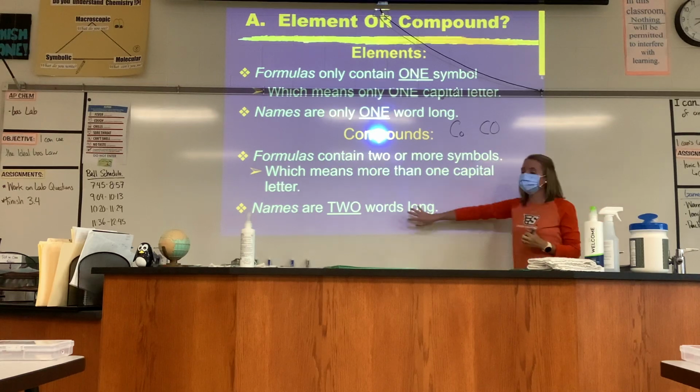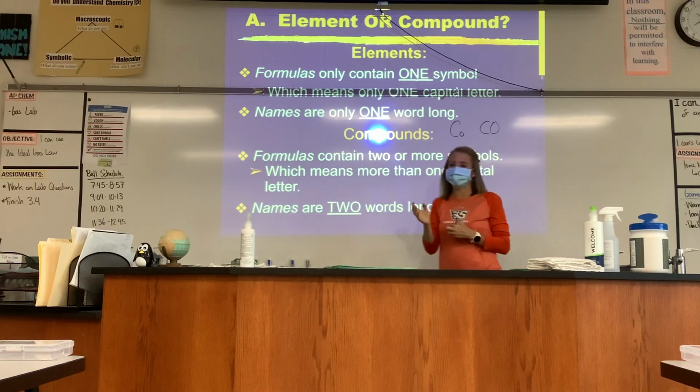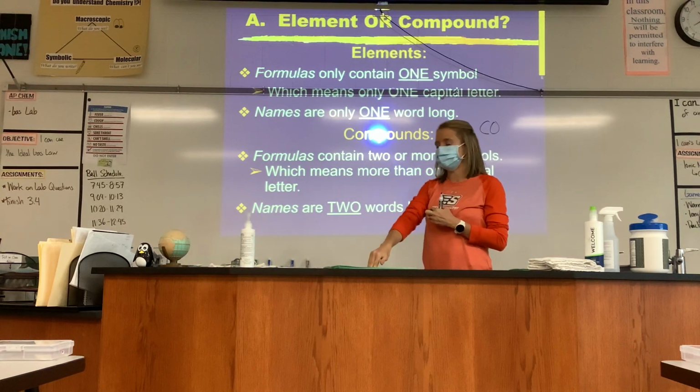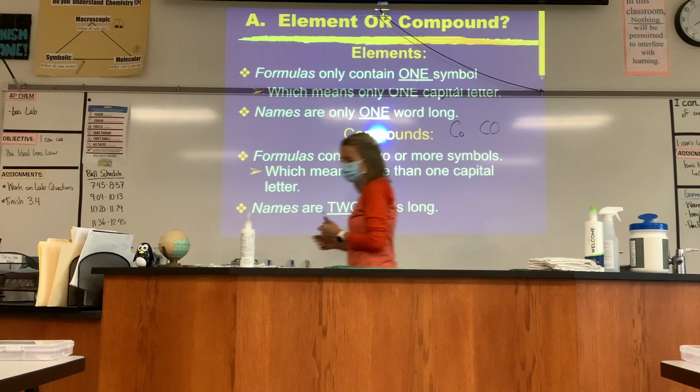The other thing is a formula for, or the name of a compound is always 2 words long. You can kind of think of it as it always has a first name and a last name. Elements are just single words. There's no two-word element. They're all just single.